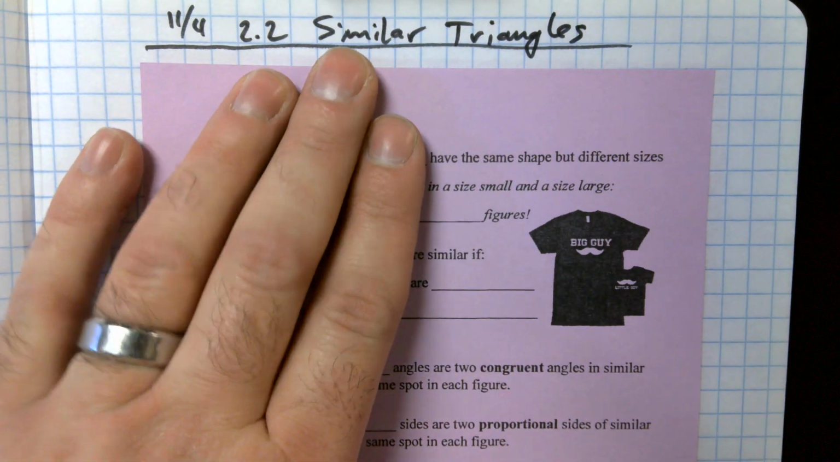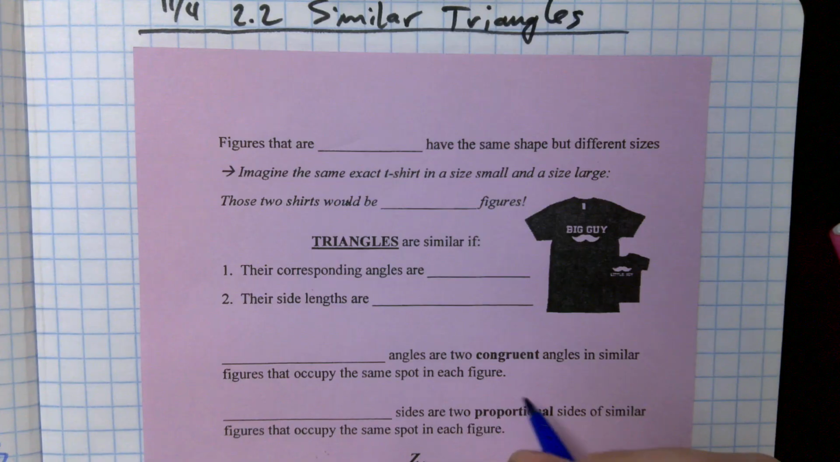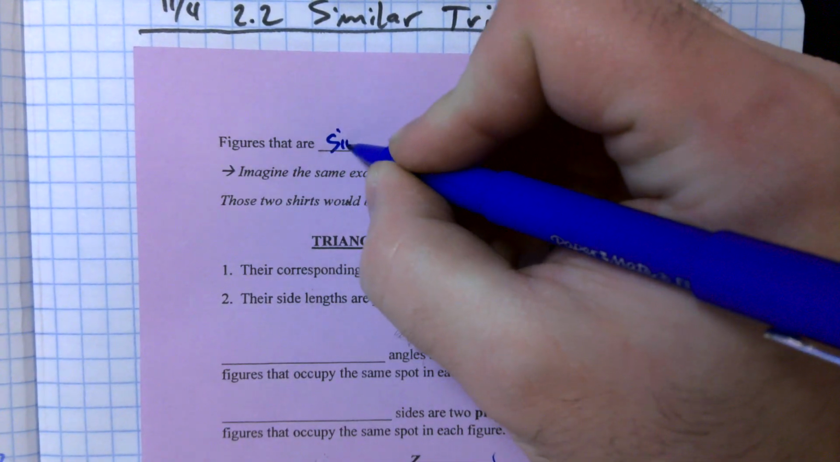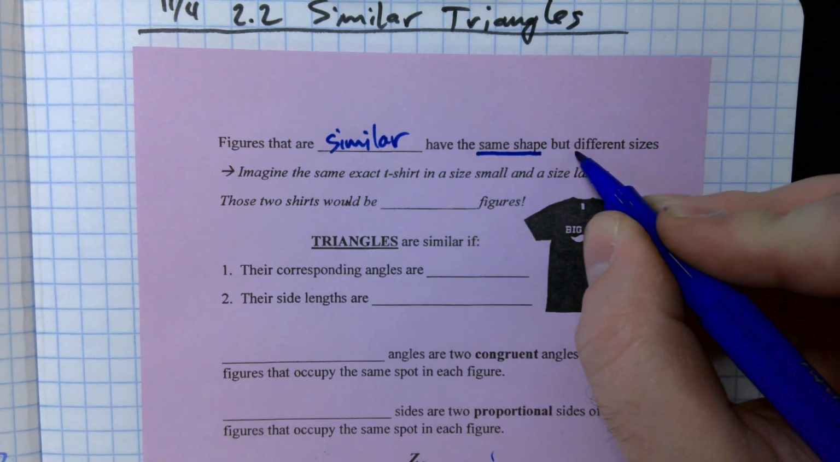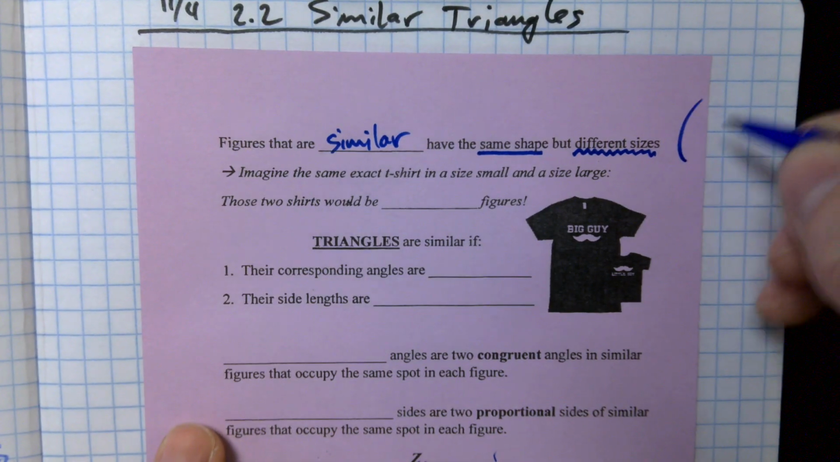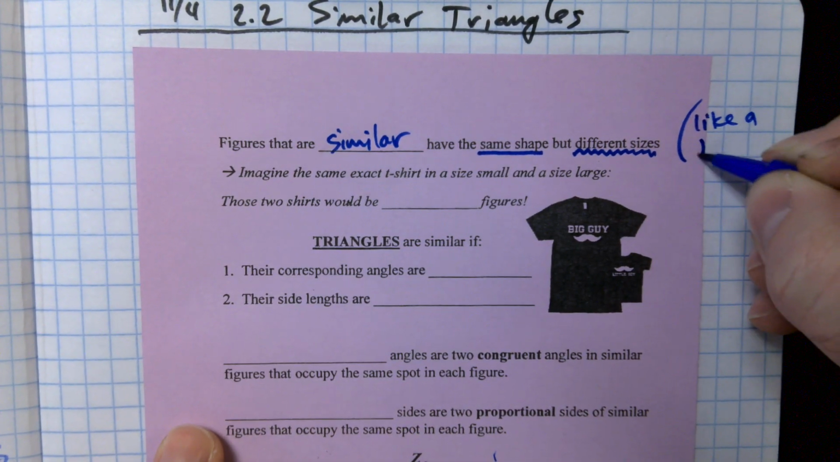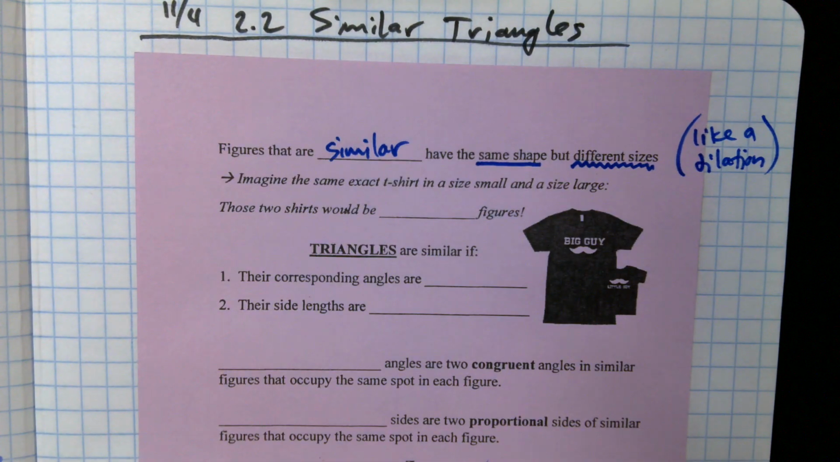Similar triangles are the same thing. They don't look exactly alike, but there are some features of a couple triangles that we're going to see that they have in common. Things that are similar to one another. So if I have a figure, in this case a triangle, that is similar, it means I have the same shape, but different sizes. Kind of like a dilation. So yesterday all we were doing essentially was creating similar triangles. They have the shape in common, but the size is different.